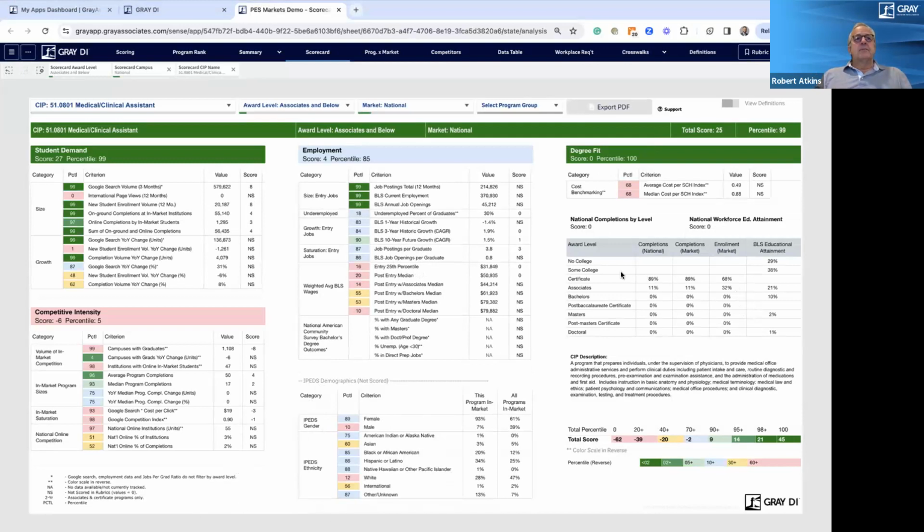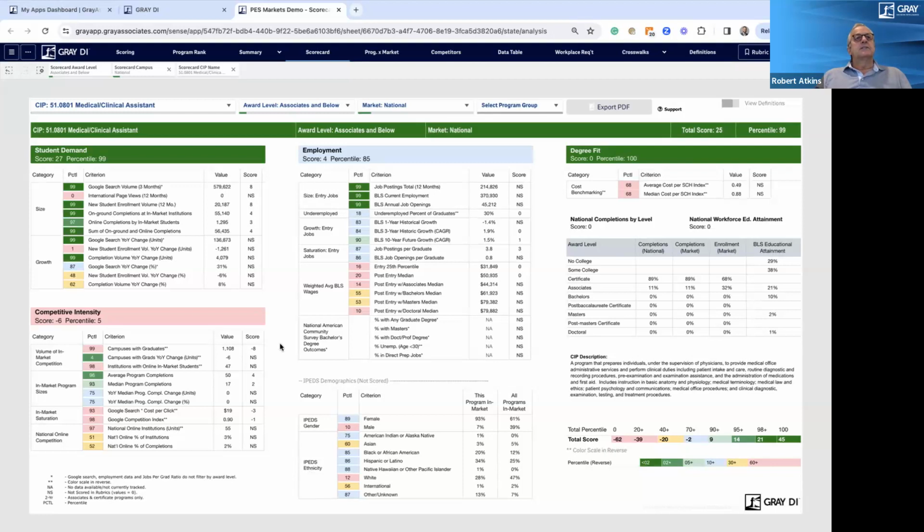It's not a bad program for people to come into and get out and get working. It can be done in a year. And there are a lot of jobs. If you just walk across this, the most prominent thing to me is 99th percentile on entry-level jobs on all three metrics. So a ton of jobs out there. Job postings per graduate, way more jobs than graduates. And strong student demand. We're at the 99th percentile on almost all our metrics.